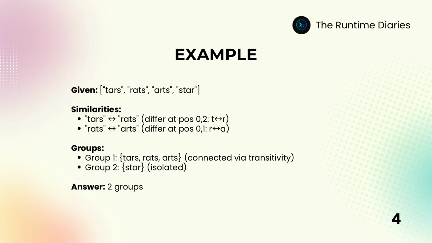That is transitivity. If A is connected to B and B is connected to C, then A and C are in the same group. Now, let's check star. Star compared to tars, all 4 positions differ, so they're not similar. Star compared to rats, multiple positions differ, so they're not similar. Star compared to arts, multiple positions differ, so they're also not similar. Star has no edges. It's an isolated node. That makes it a separate group. So we have 2 groups total. Group 1 contains tars, rats, and arts. Group 2 contains just star.